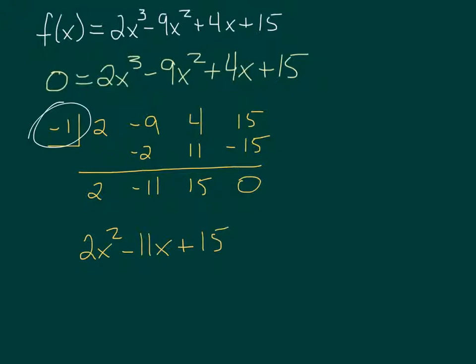And I'm just going to use the quadratic equation or factor this if we can, and find our other two. Now we got lucky, right? I mean, the very first one we chose was one of the zeros. But if it wasn't, then we would just have to move on until we found one.